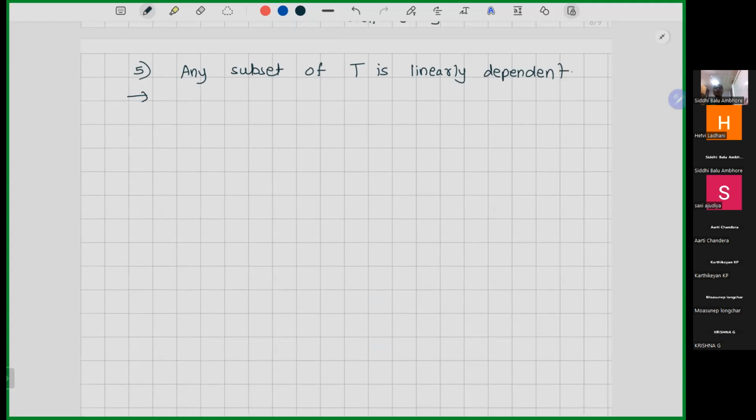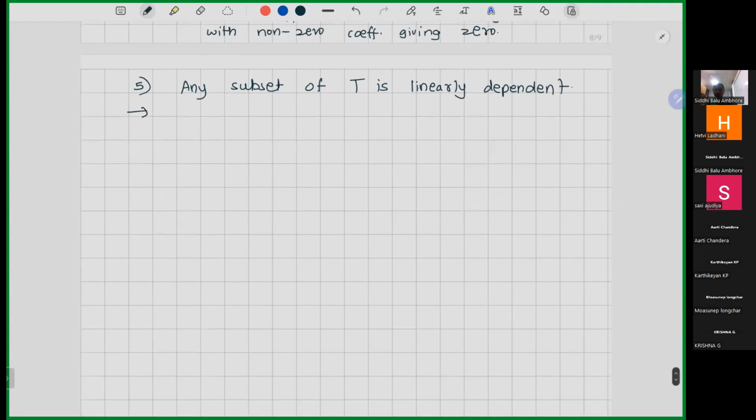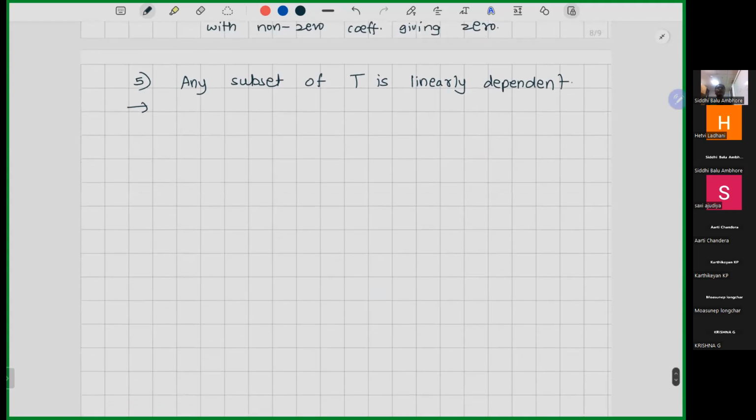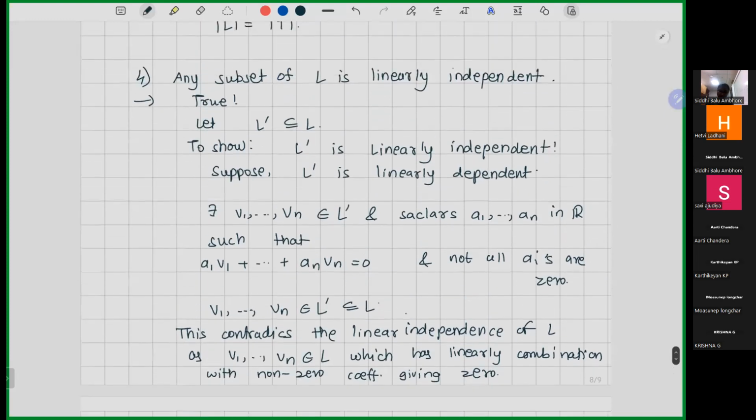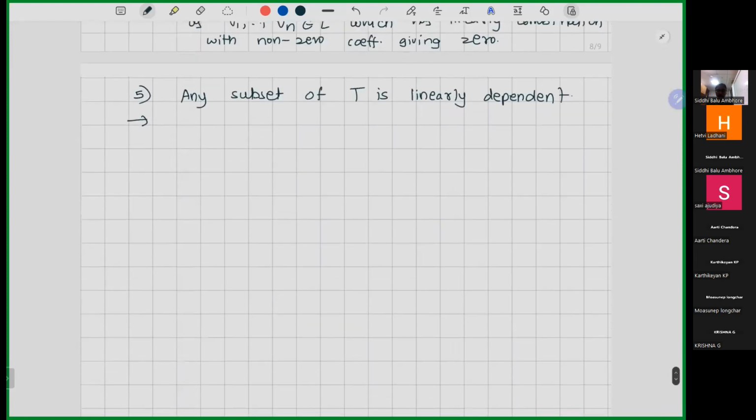What we had asked earlier was whether a subset of a linearly independent set is linearly independent. Now they are asking whether any subset of a linearly dependent set is linearly dependent or not. So what is the guess? Any guess? Okay, it's false, not necessary. All the guesses are false, not necessary, and false. So it's correct.